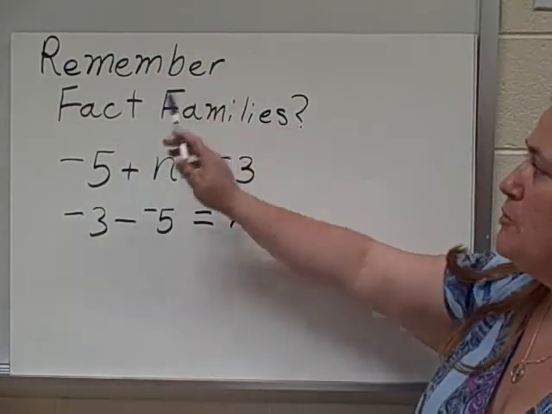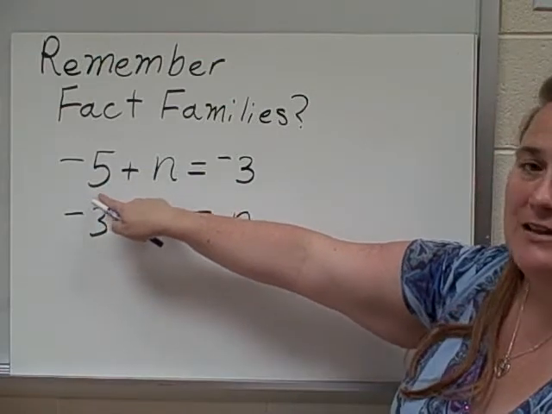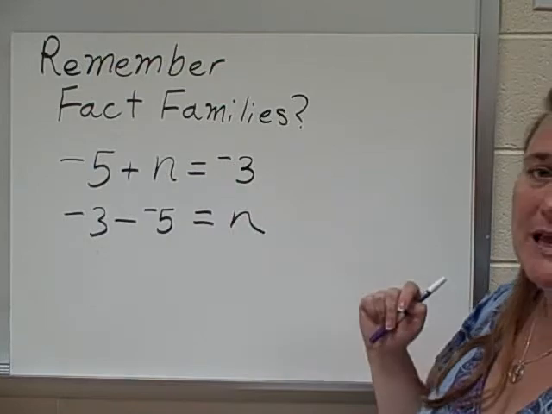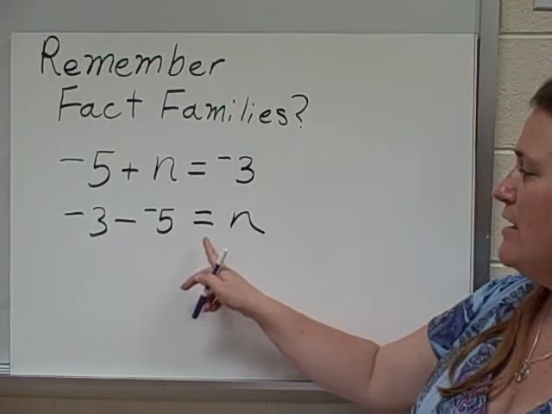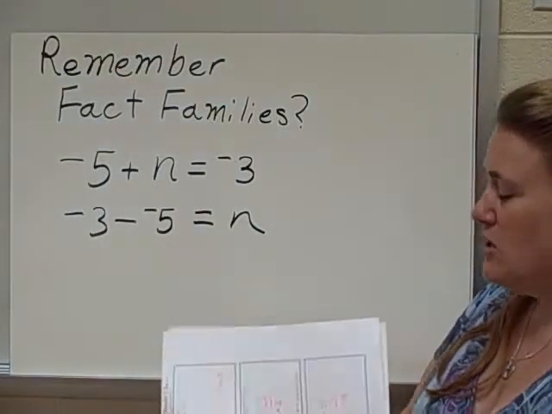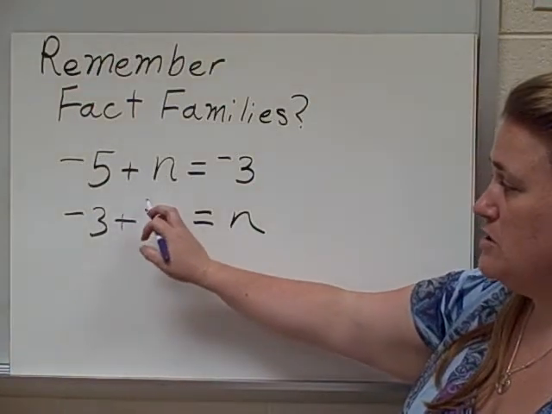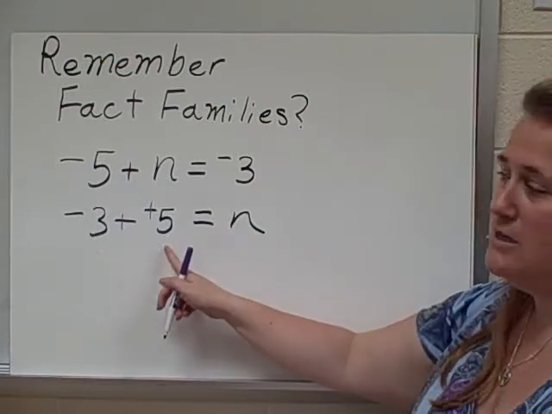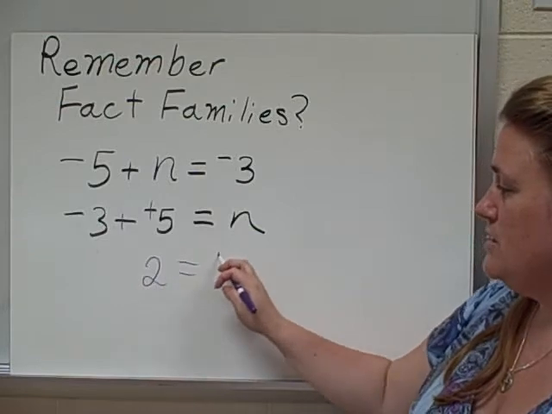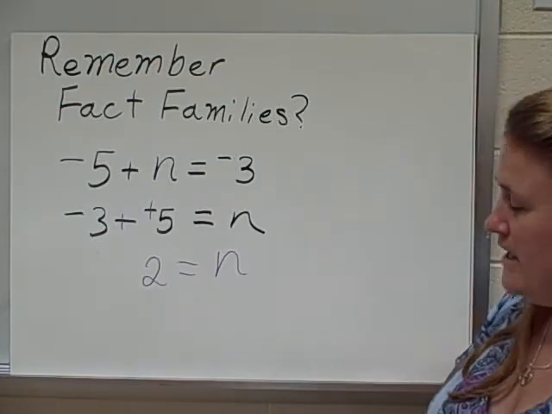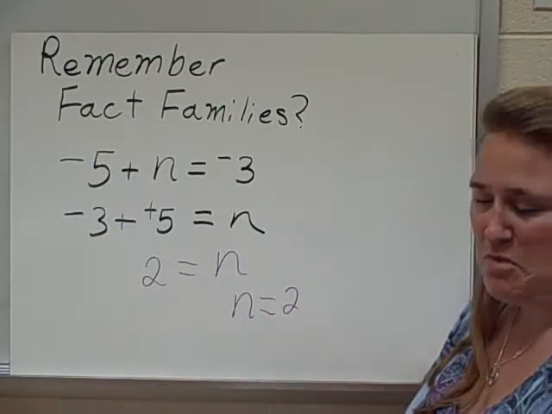So real quick, remember, we've talked about fact families in Unit 1, where we could write -5 + n = -3. And we could rewrite that as -3 - -5 = n, and then solve it to get the answer for n. Remember, we change our subtraction problems to addition and then change the sign of the second number. So -3 + 5 gives us 2, which is n. Okay? And sometimes you'll see it where n = 2. Same thing. All right?